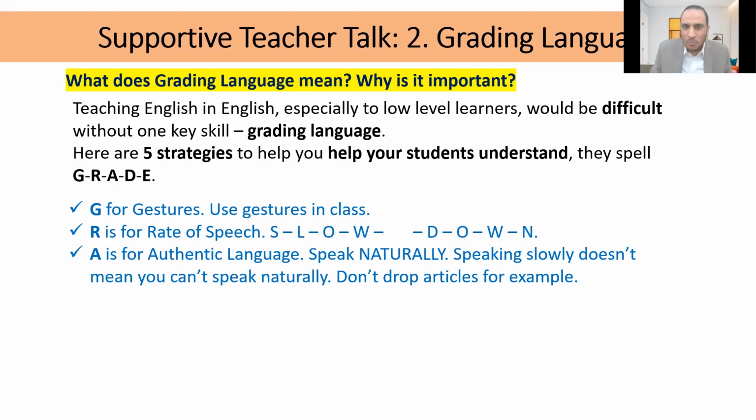Number three is A for authentic language. When we say speak slowly, this doesn't mean you don't speak naturally. Use connected speech features, assimilation, elision, intrusion, catenation, use them, but speak naturally. Don't say, for example, you are student. No, this is not natural because you dropped the article. A, you are a student. So speak naturally, be authentic, and at the same time, slow down so that students can understand you.